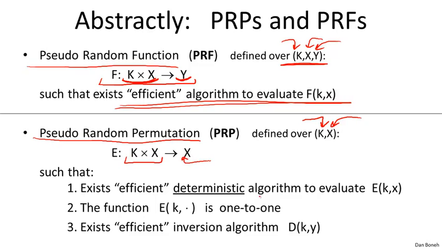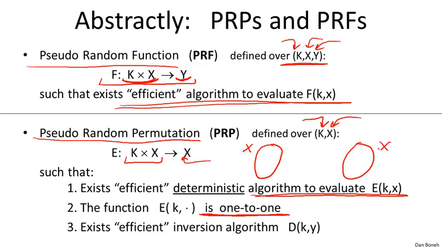Now, as usual, the function e should be easy to evaluate, so there should be an algorithm to evaluate the function e. But more importantly, once we fix the key k, it's important that this function e be one-to-one. In other words, if you think of the space x as a set here, and here's the same set x again, then the function e is a one-to-one function, so every element in x gets mapped to exactly one element in x.